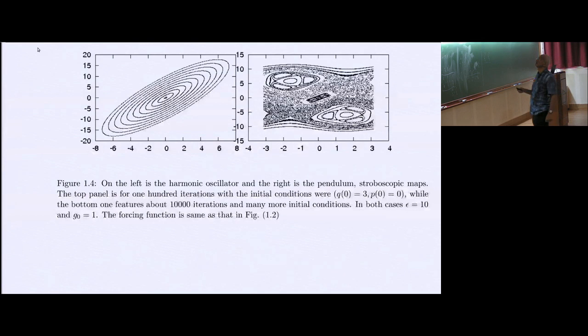The point is that depending on the initial condition, you could have motions which look stochastic or ergodic or chaotic, and those which look regular. This is the case of the pendulum. The same forcing and amplitude for the harmonic oscillator gives rise to these ellipses. That's the difference between a forced harmonic oscillator and a forced pendulum, and this is where the nonlinearity plays this crucial role of leading to chaos.